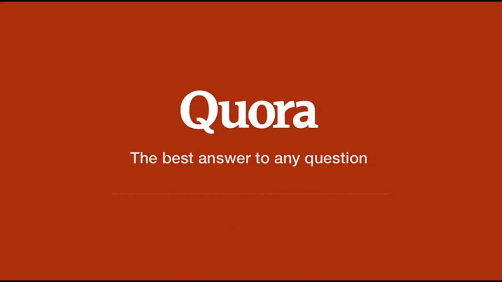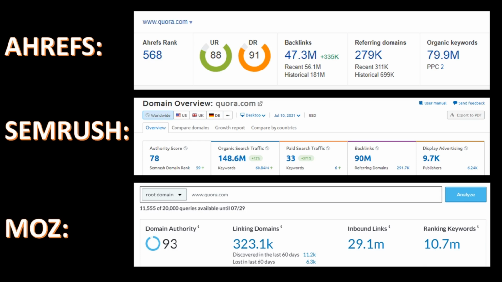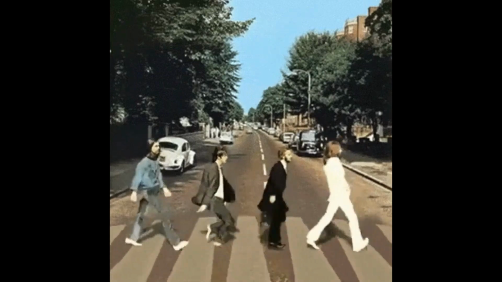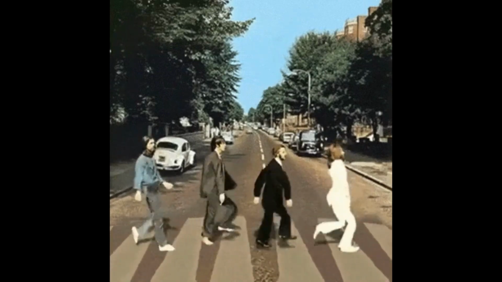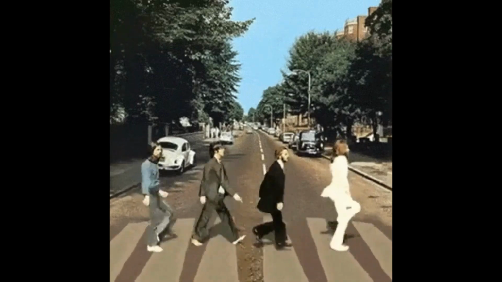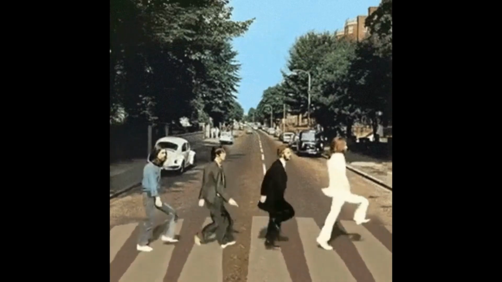Quora is a question and answer website with 300 million monthly active users. Before proceeding further, let us have a look at its metrics. You can see its metrics on Ahrefs, SEMrush, and Moz are going to win our hearts. Its questions are easily ranked on the first page of Google. You can drive targeted traffic to your website by using the 2 hacks I'm going to share with you today.